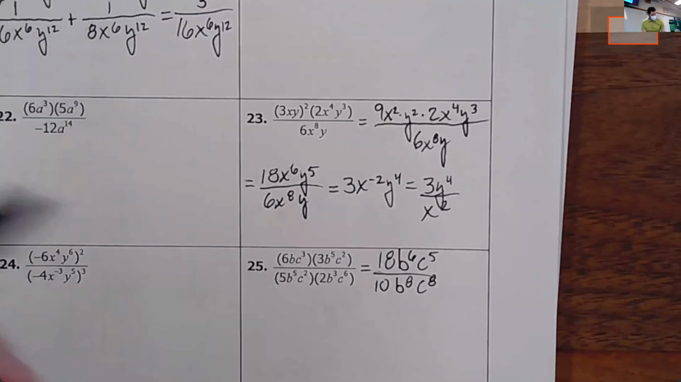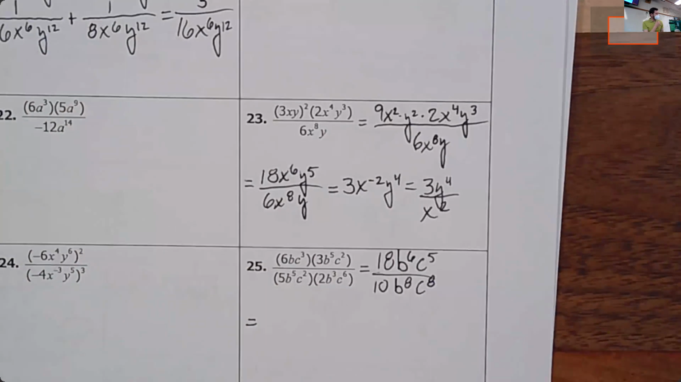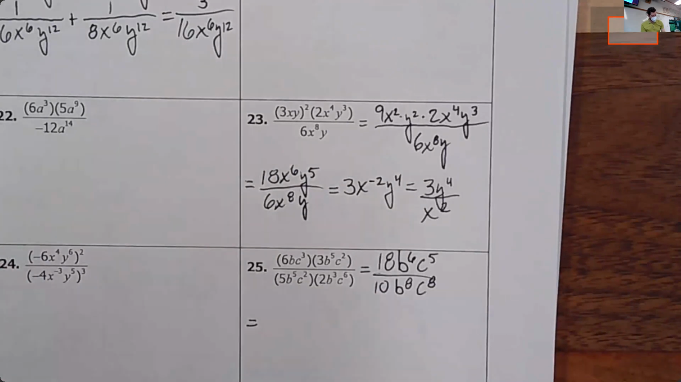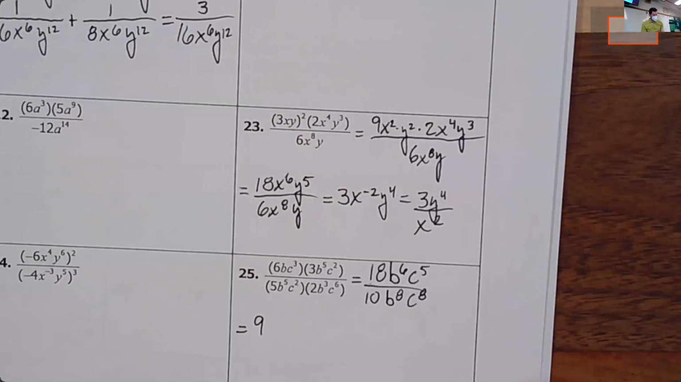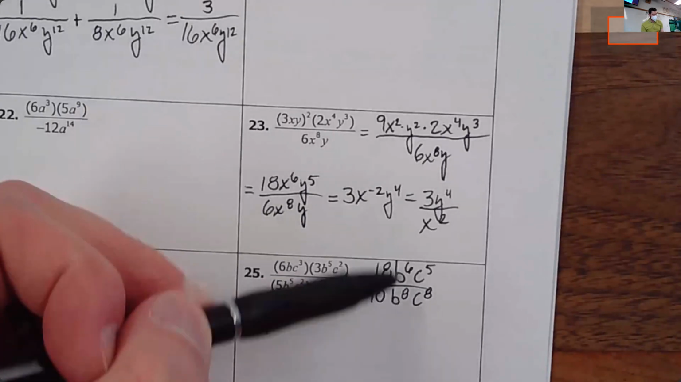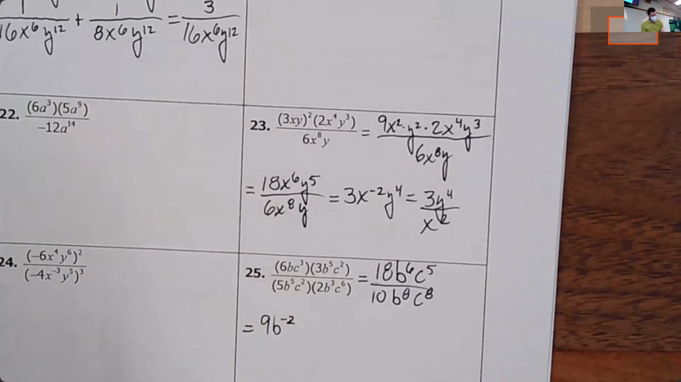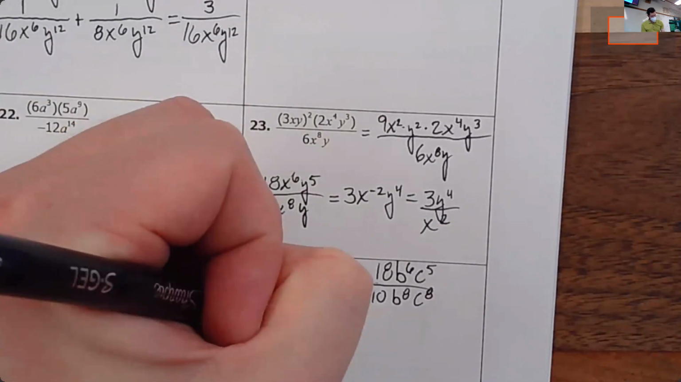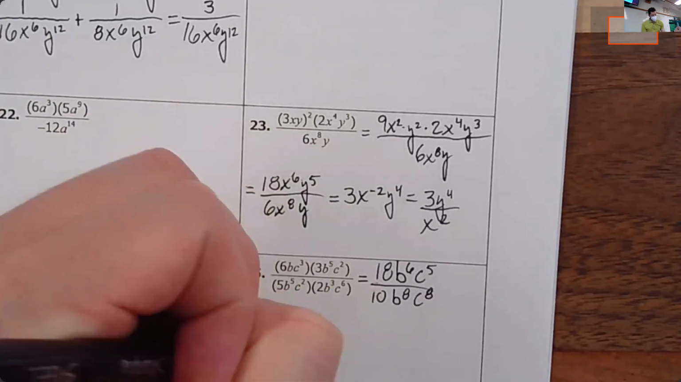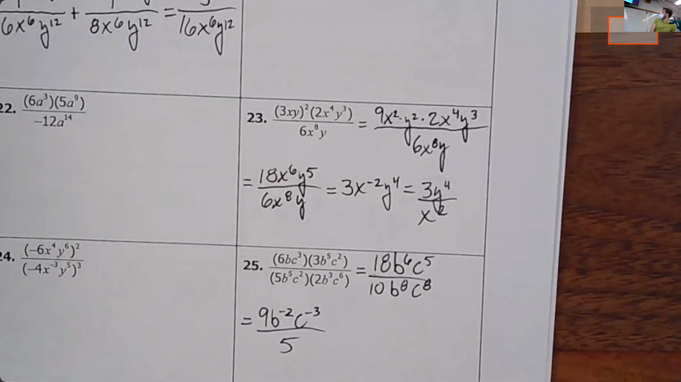Now we can use the quotient rule. 18 divided by 10 is not a whole number, so we're just going to have to simplify this. And 18 and 10 are both divisible by just 2. So that would be 9/5. So we're going to have 9. And then 6 minus 8, subtract the exponents, that's negative 2. So b to the negative 2. 5 minus 8 is negative 3. So c to the negative 3. And that's all over 5 because we reduced that fraction from 18/10 to 9/5.